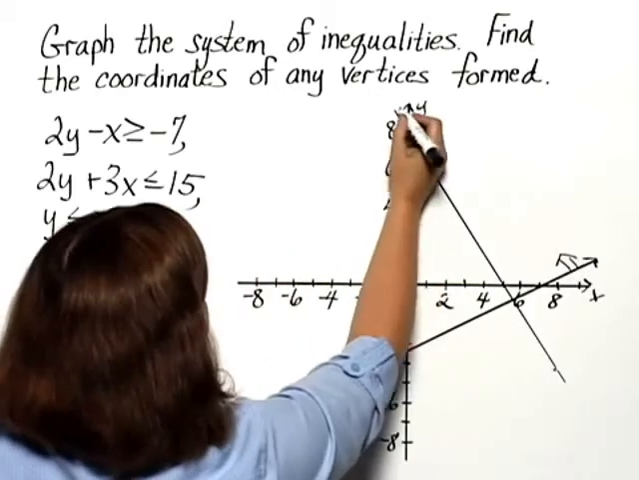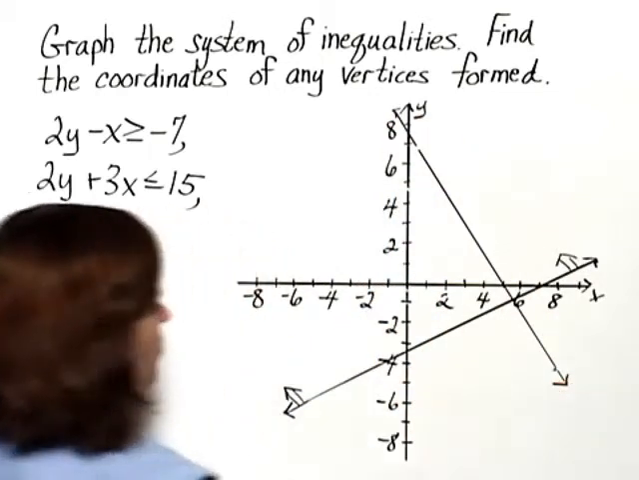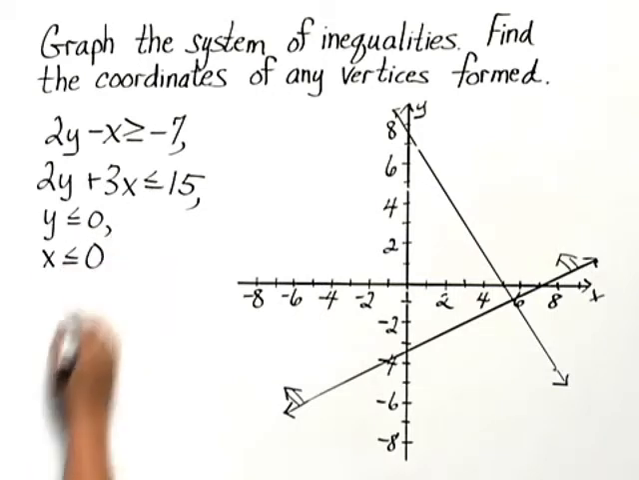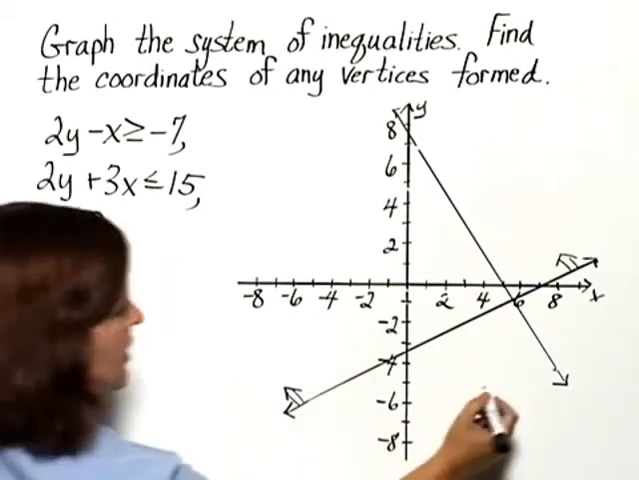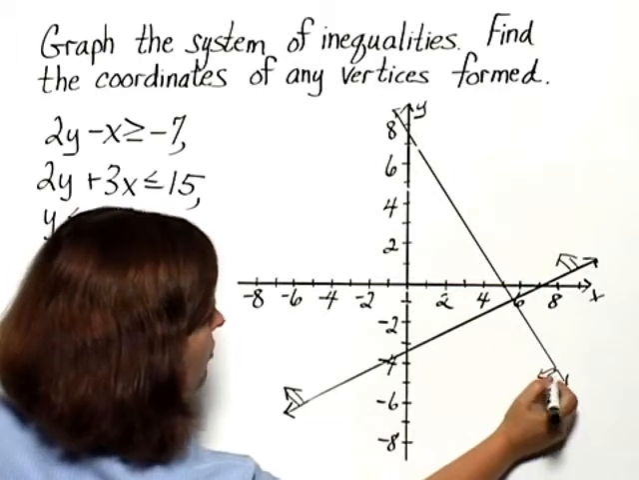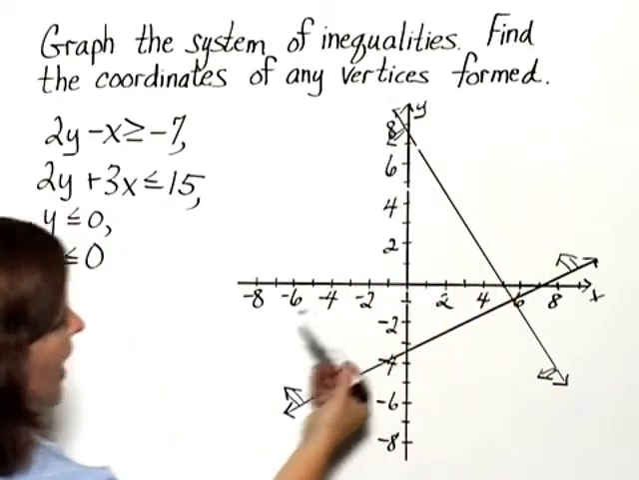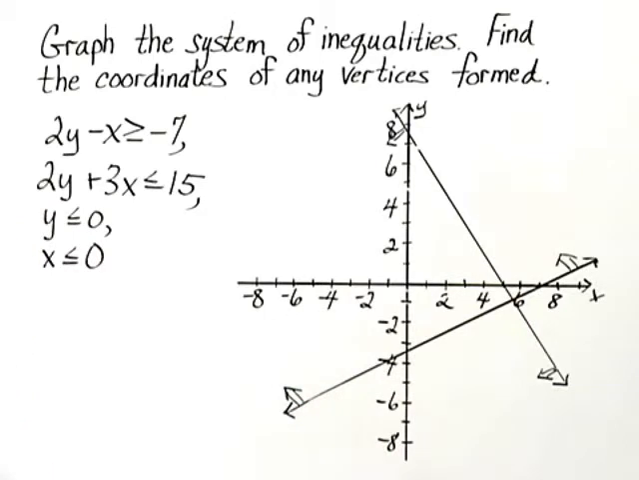And then we would need to determine which side of this would be shaded. Again, let's use the point 0, 0. 0 plus 0 is less than or equal to 15. That's true. So we will graph the side of the line that would contain 0, 0, which would be the half plane below this line.